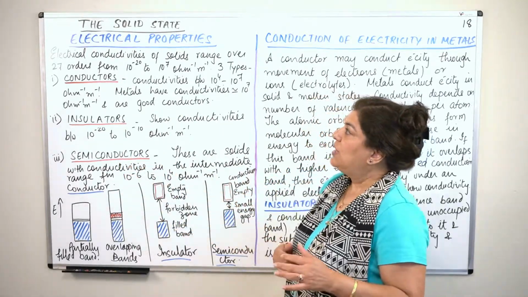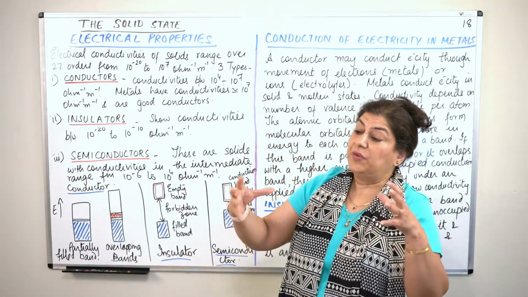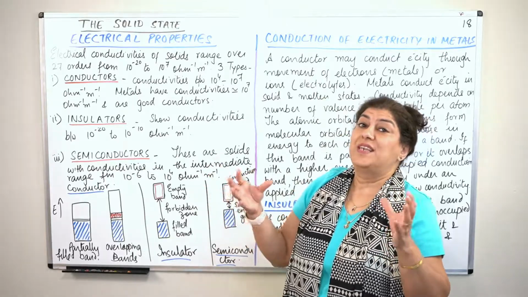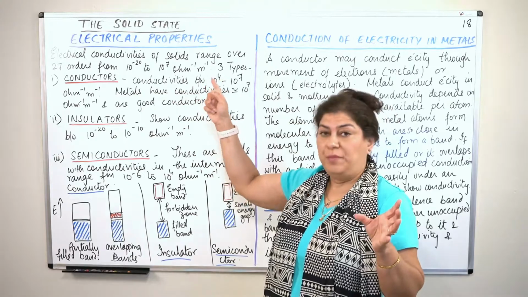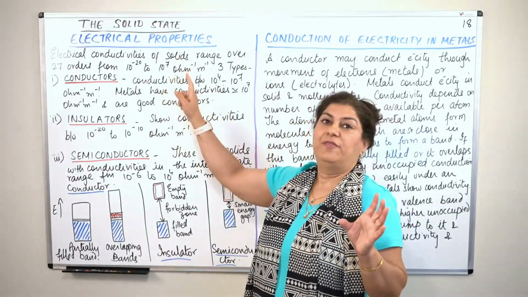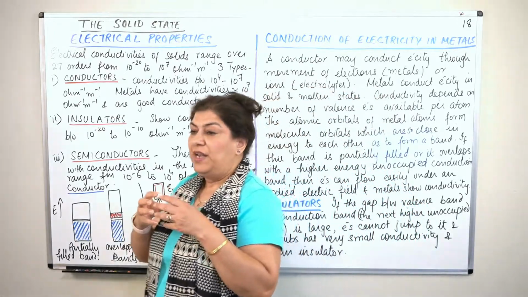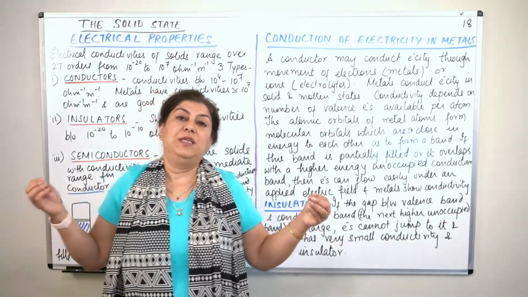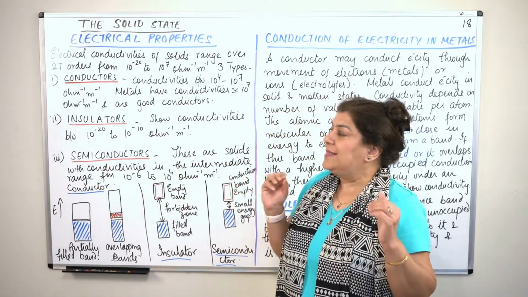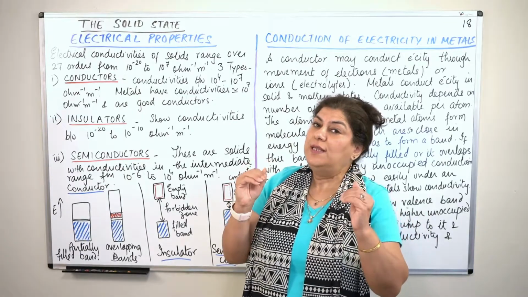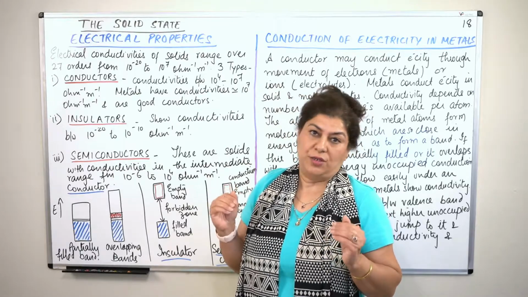So it shows conductivity in a very wide range, and the range is of 27 orders, that is from 10 to the power minus 20 per ohm per meter to 10 to the power 7 per ohm per meter. Having understood that there is a very wide range of conductivity shown by solids, let us now understand that solids are divided into three categories based on their conductivity.